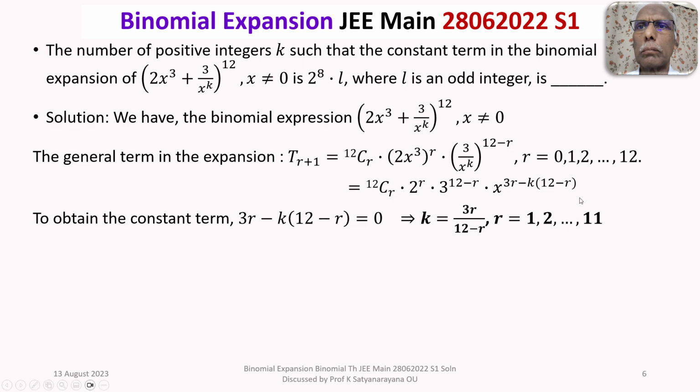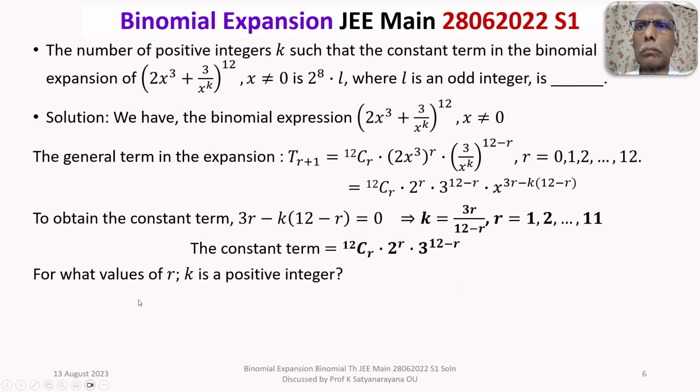11. Why 11? Why not 12? We can't take 12 because 12 minus r is sitting in the denominator, so we can't take r equal to 12. Why we have avoided r equal to 0, I will tell you when we go into the discussion. So r is equal to 1, 2 up to 11. The constant term in that case will be 12cr into 2 power r into 3 to the power of 12 minus r, because x to the power of 0 is 1. Thus you get the constant term. Agreed? Right.